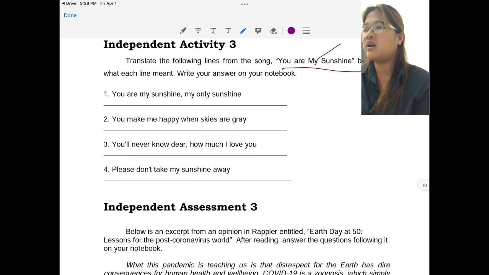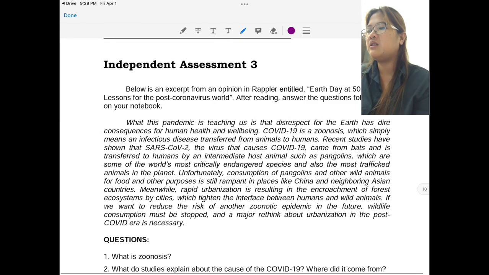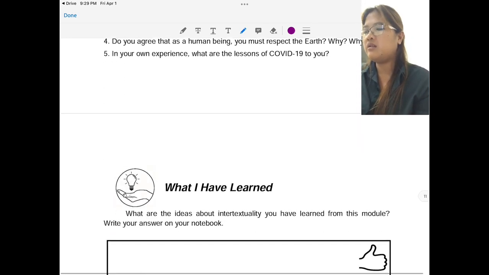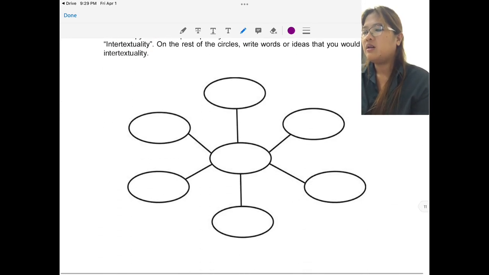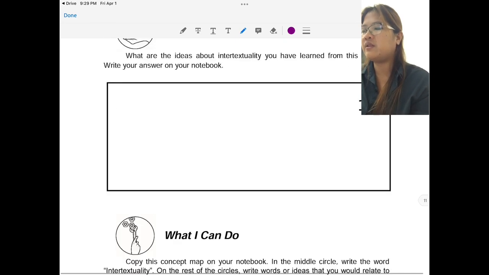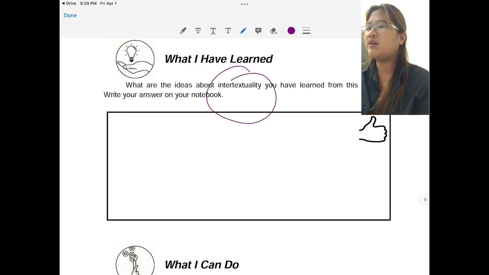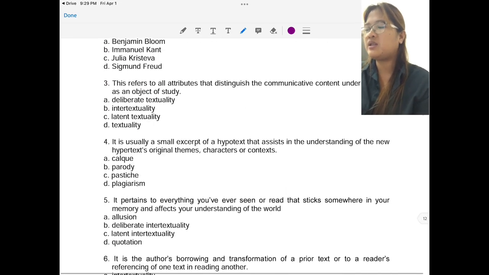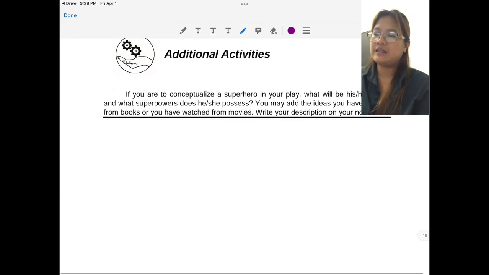Okay, translation, you have to translate "You Are My Sunshine" and what they mean, okay, etc. So at the end of the day, you have to indicate what you have learned about intertextuality. I hope that's clear, okay?